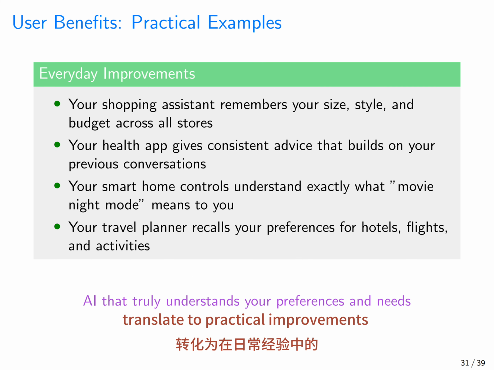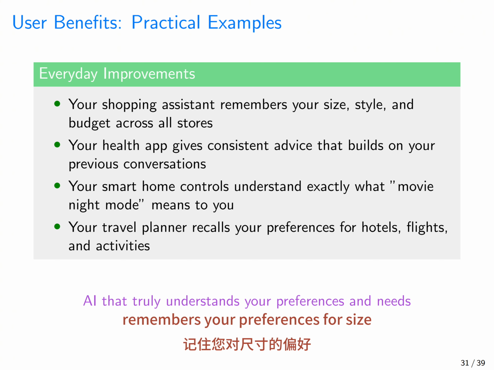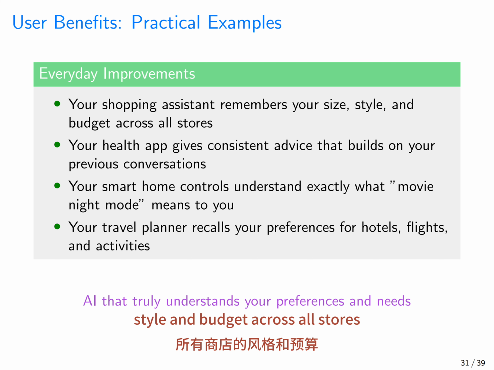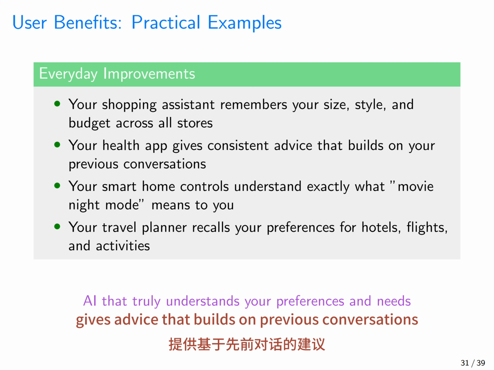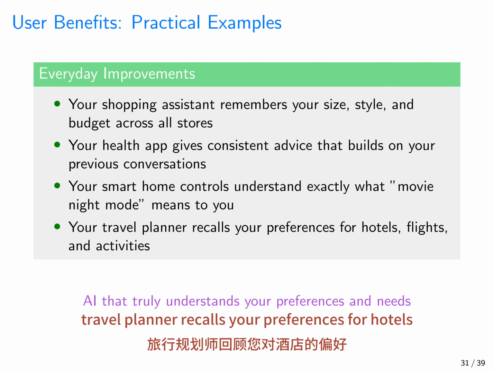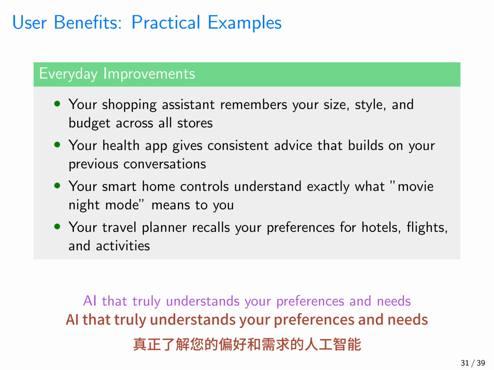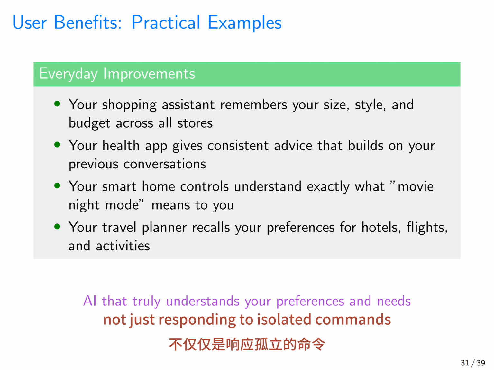These benefits translate to practical improvements in everyday experiences. Your shopping assistant remembers your preferences for size, style, and budget across all stores. Your health app gives advice that builds on previous conversations rather than starting from scratch. Your smart home controls understand precisely what movie night mode means in your household. And your travel planner recalls your preferences for hotels, flights, and activities when making recommendations. The common thread? AI that truly understands your preferences and needs, not just responding to isolated commands.